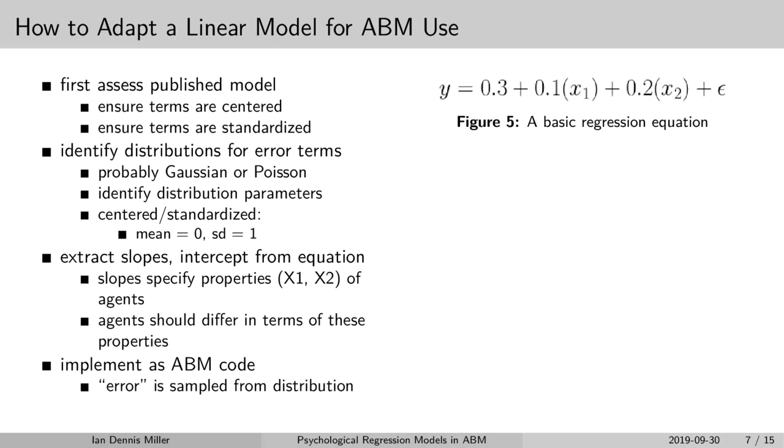Each of these slopes corresponds to some important property that the agents need to possess or that they need to interface with. In some ways, the regression model specifies some of the characteristics of our simulation. Finally, the mathematical representation of this linear model needs to be implemented as ABM code. Whatever simulation package is being used, you've got to figure out how to sample from the right random distribution. Frequently, there's a function for sampling a random value from a Gaussian distribution or a Poisson.